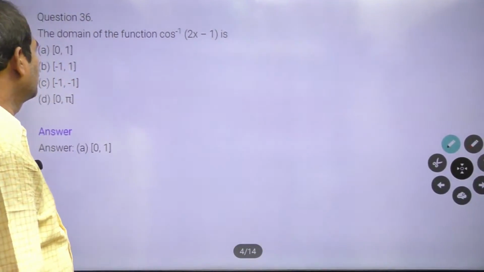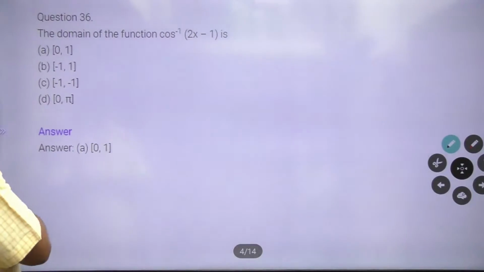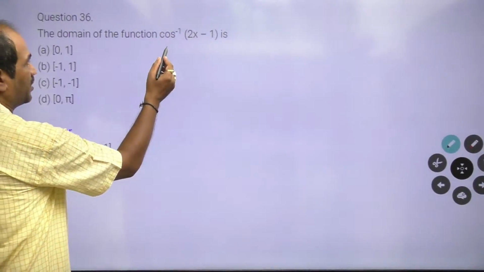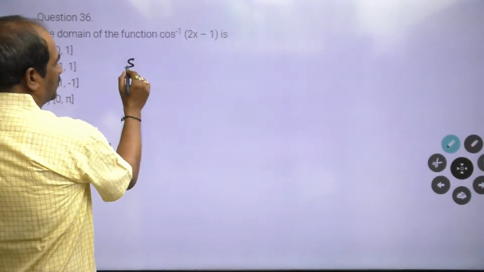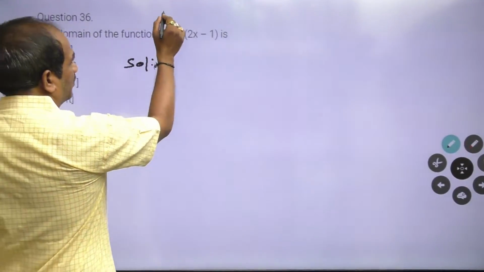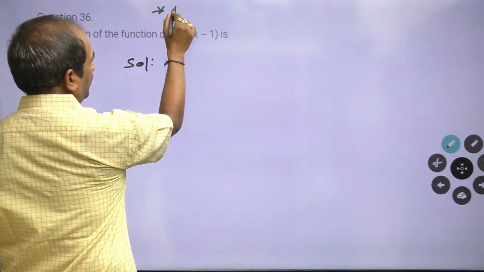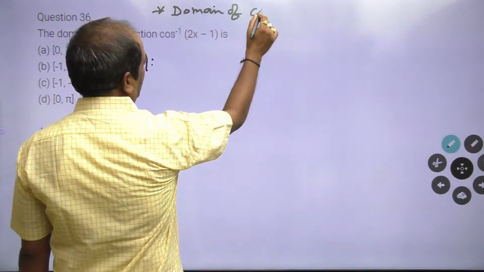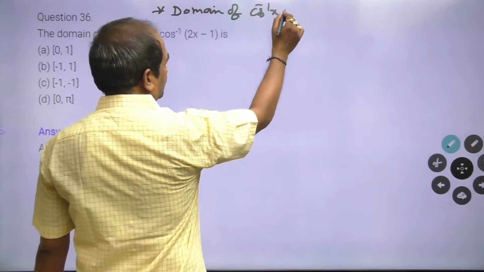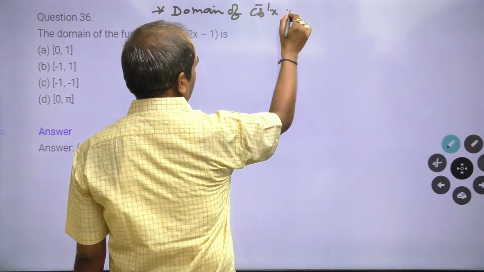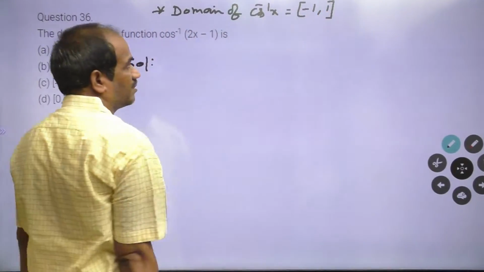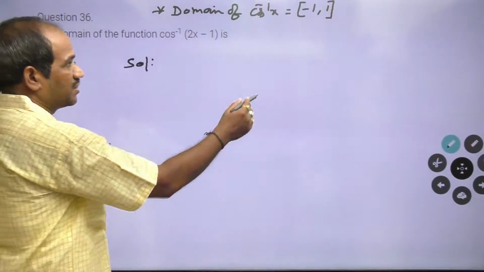In this next problem, the domain of the function. See the domain of the function. So here in the solution, the domain of cos inverse x. Domain of cos inverse x is the closed interval minus 1 comma 1, this is the domain. x belongs to that interval.